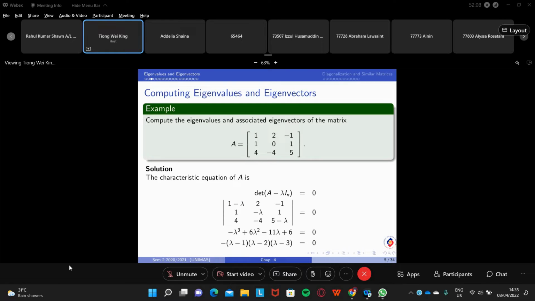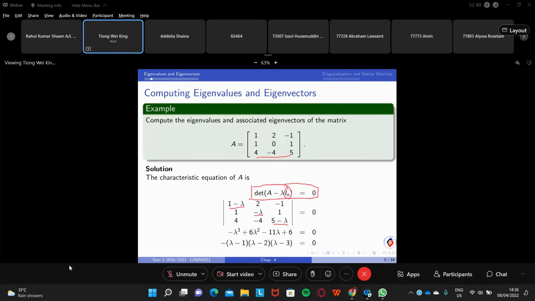For example, here you are given a matrix A, and you need to compute the eigenvalues and the associated eigenvectors of the matrix. The characteristic equation, the formula, is the determinant of A minus lambda I. A is this matrix, and then minus lambda I. If you multiply and simplify, you will get this. Basically, it's just 1 minus lambda, and then negative lambda, 5 minus lambda.